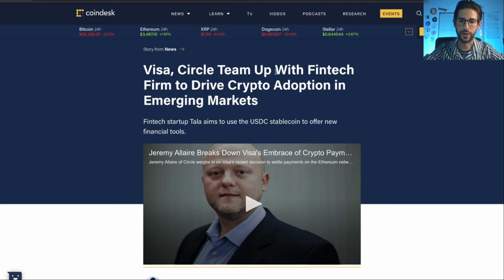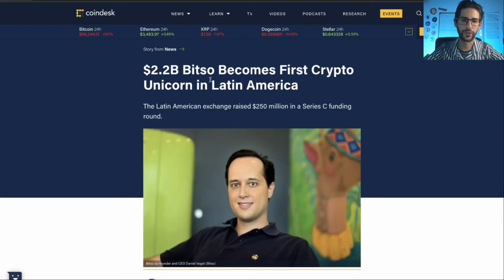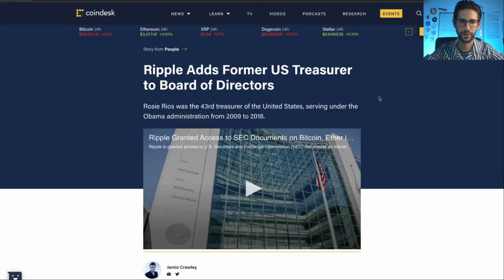Visa and Circle team up with a fintech firm to drive crypto adoption in emerging markets. Bitso becomes the first crypto unicorn in Latin America. More news of expansion of all these exchanges. You need to be alert to this because this is part of the fundamentals of the crypto space, and that will also trigger the rest of this bull run.